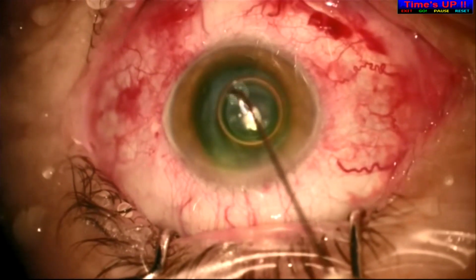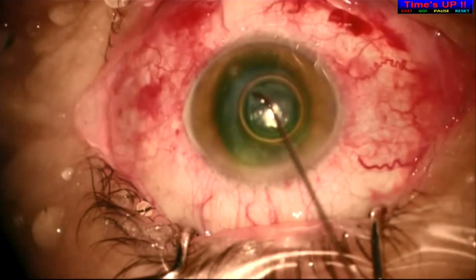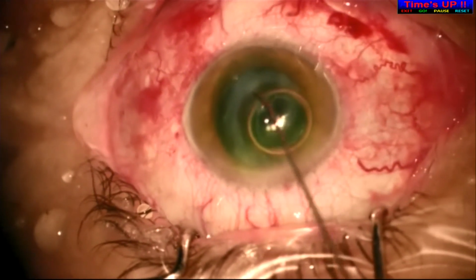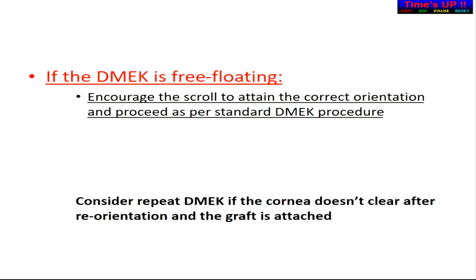So here is the bubble, and the vent has been created, and the air bubble was protecting the graft, and you can use that to put jets of fluid in to detach the rest of the graft.